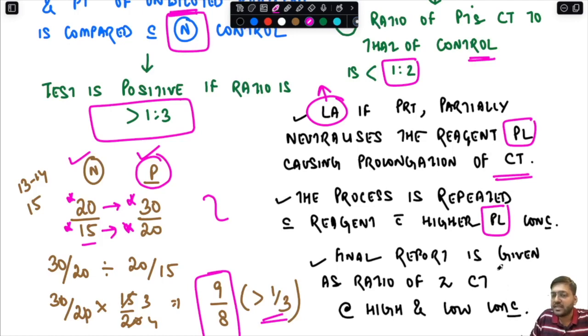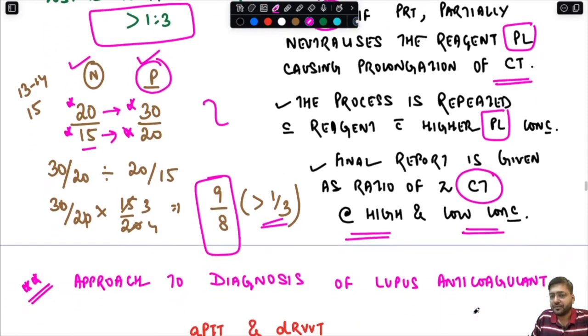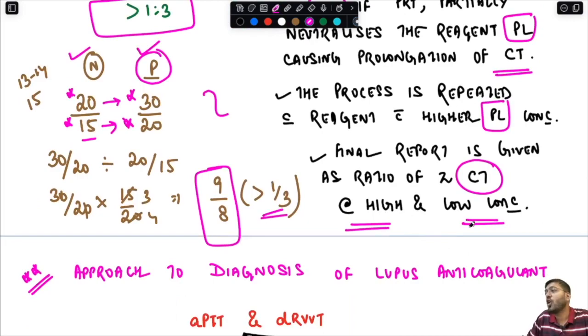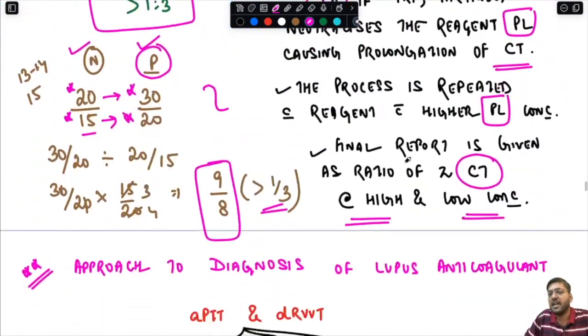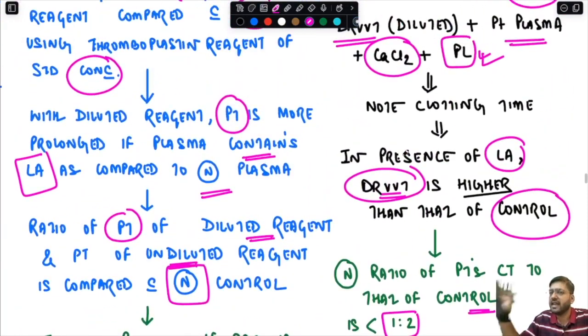The final report is given as a ratio of two clotting times, one which is measured at higher concentration and one which is measured at a lower concentration. Okay, higher and lower concentration of the Russell Viper venom, this we are saying, of DRVVT. If you have not understood this, it is all right.